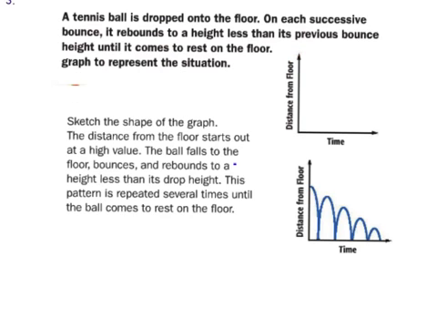Okay, so this is one example of what you might have drawn. The distance from the floor starts out at a high value, and it falls to the floor, so not at a constant rate. Then it bounces up to a height that's a little bit less, and back down, and a little bit less, and back down, and a little bit less every time.